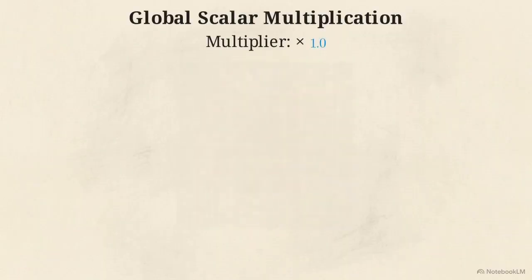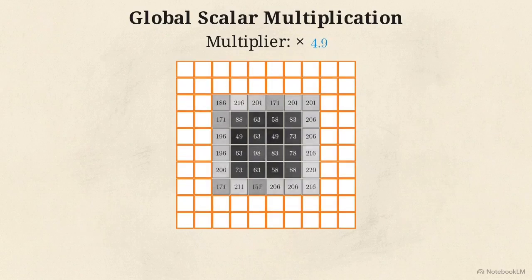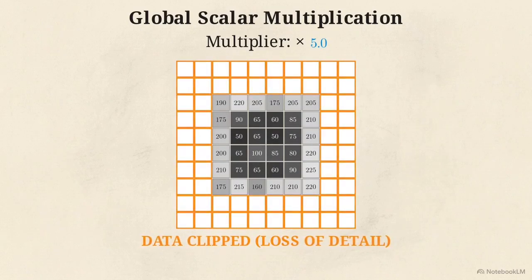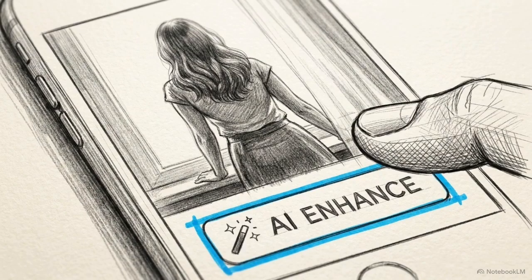This grid illustrates the linear algebra. The software executes uniform scalar multiplication across the matrix, making every pixel brighter. As dark pixels rise to visibility, background pixels hit their maximum threshold, clipping to pure white, destroying visual data in highlights. The AI Enhance button bypasses this algebraic bottleneck with a single tap.